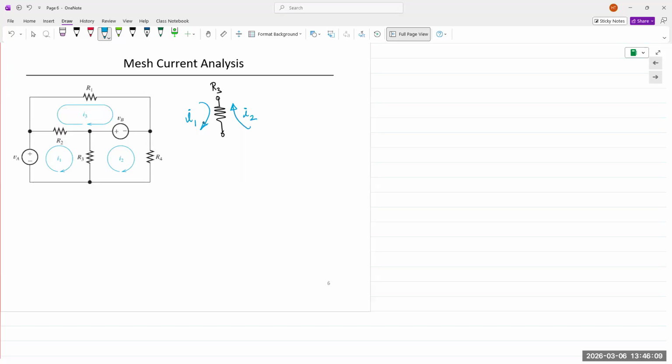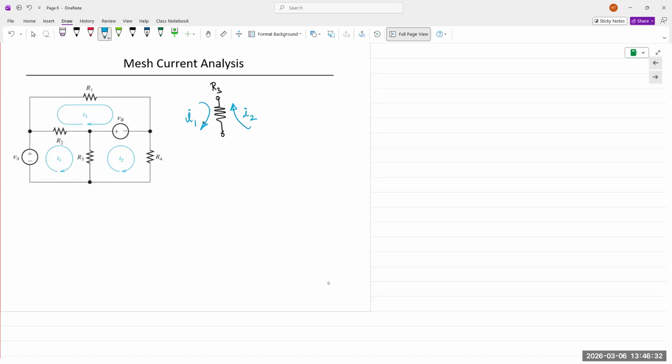So we cannot say I1 and I2 are flowing in the same resistor at the same time unless they are purely hypothetical. Okay. So again, mesh currents are distinct from branch currents. They are purely theoretical. They're only used for the purposes of analysis, only to write equations. Okay.